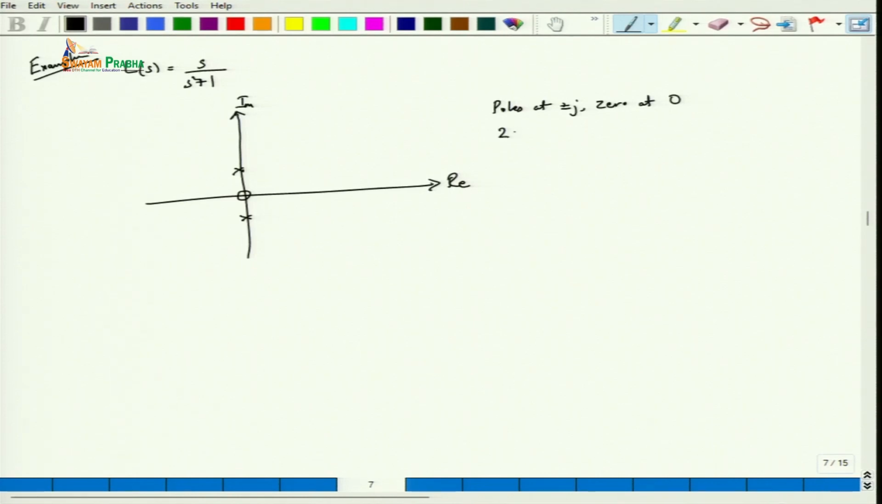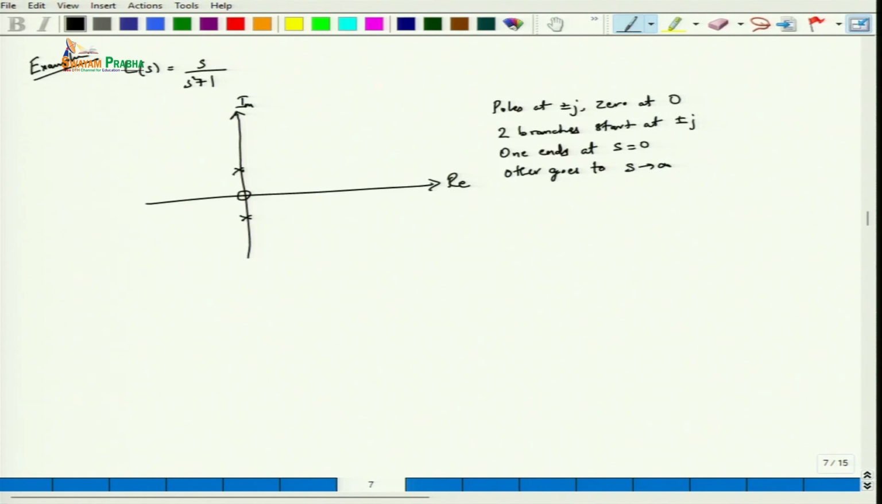So here we have two branches, right, because the number of poles is equal to 2. They start at plus or minus j, one ends at s is equal to 0, and the other goes to s tends to infinity.